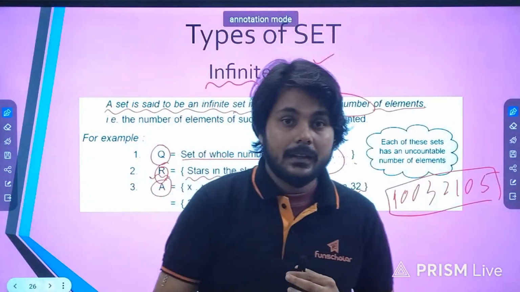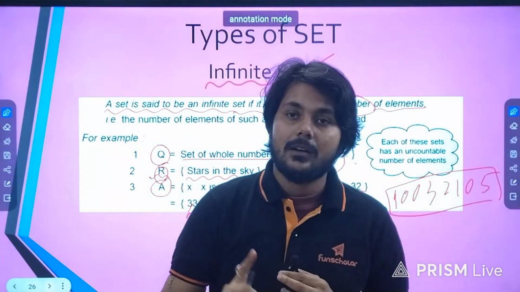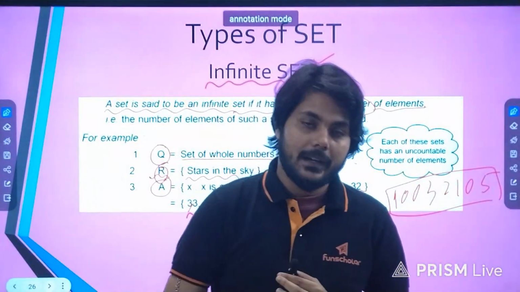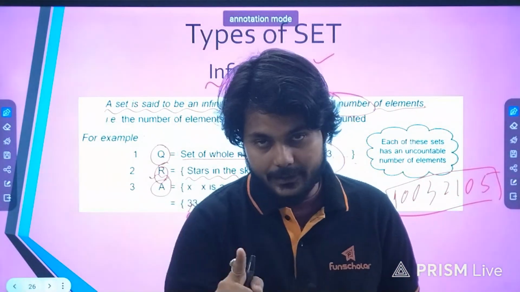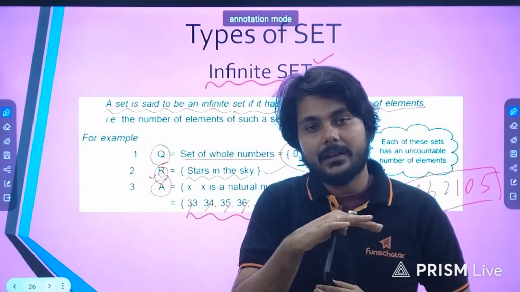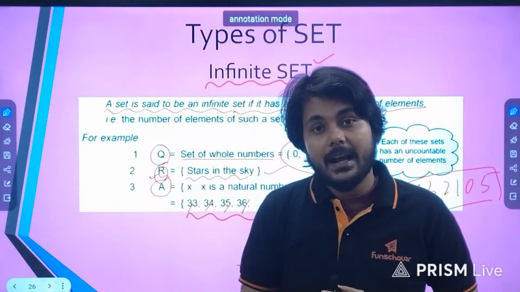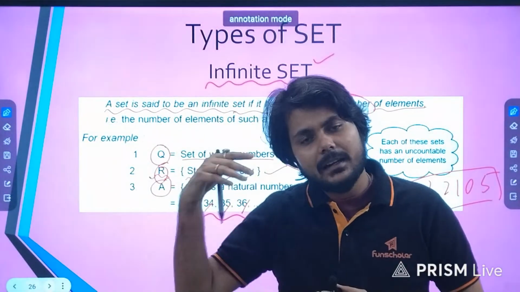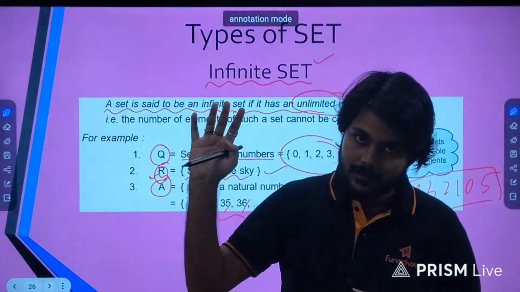Finite set is a type of set that has limited number or finite number of elements inside it, and infinite set is considered as a particular type of set that does not have a finite number of elements or has unlimited number of elements.